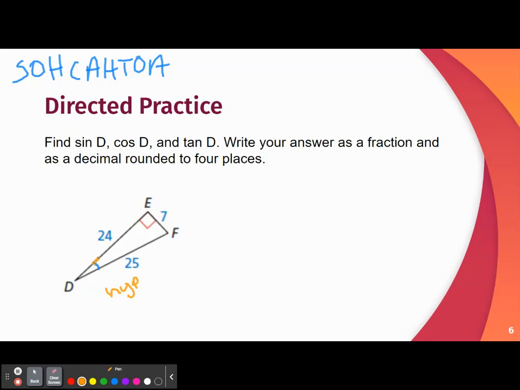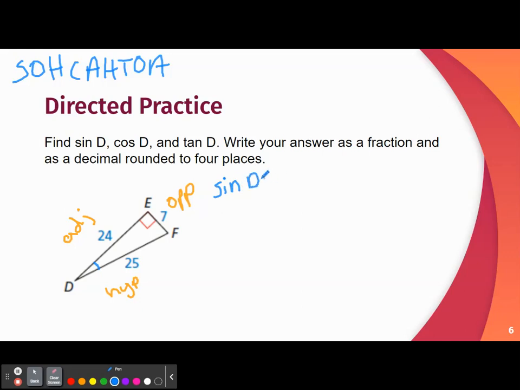Colton, which side would be opposite of angle D? EF, perfect. So this side's opposite. And Kyle, which side would be adjacent to angle D? DE. So how is that opposite? It's across from it. It's the side that doesn't make the angle. So here's angle D. The two sides that make it are DE and DF. So it's the side that doesn't have the D. Okay? Now, write your formula for the sine of D.